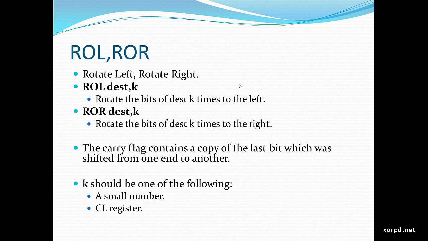Some constraints about those two instructions. K should be one of the following: a small number, which means not bigger than the size of a byte, from 0 to FF, or the CL register. K cannot be anything else. For example, it cannot be BH, BL, DH, and so on. It can only be a small number or the CL register.